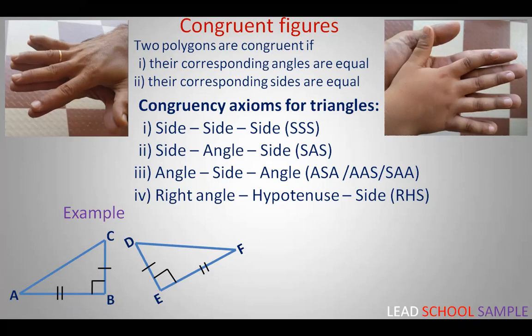You can't say ABC is congruent to DEF. We have to see the one-one correspondence. Here A corresponds to F, B corresponds to E, and C corresponds to D. So ABC is congruent to FED.